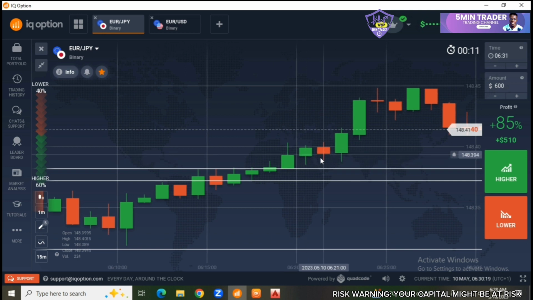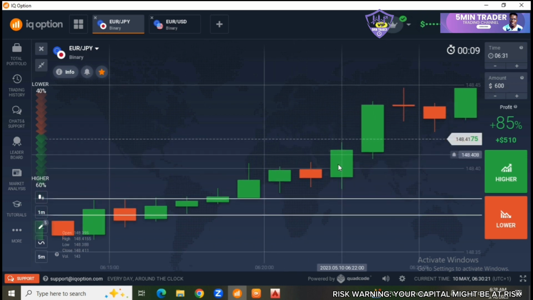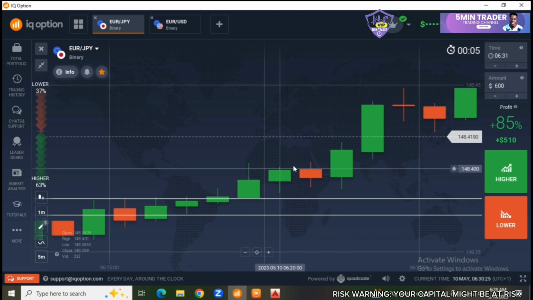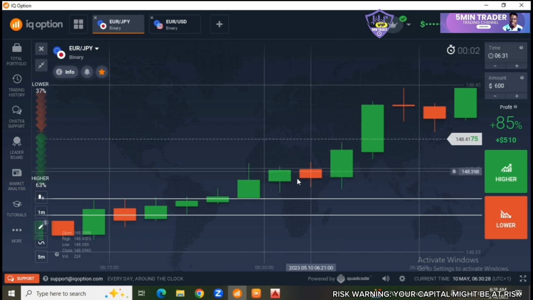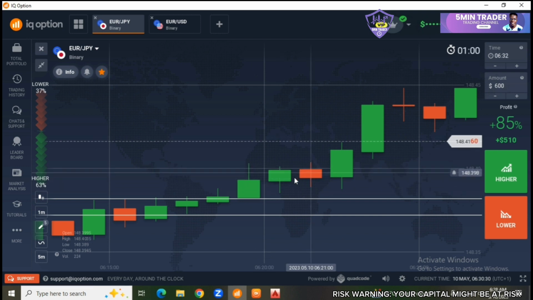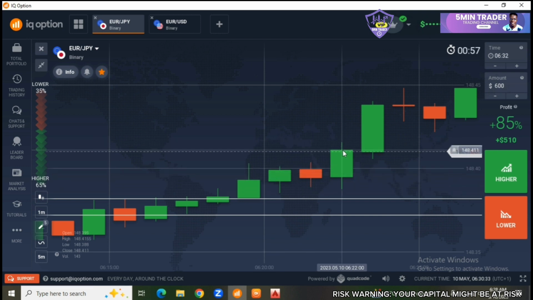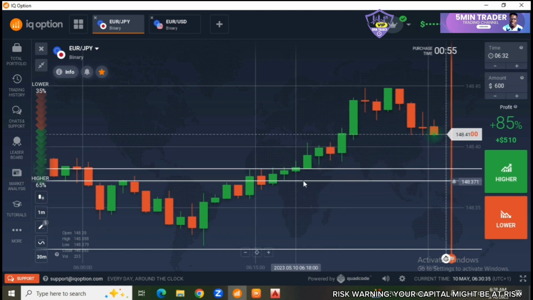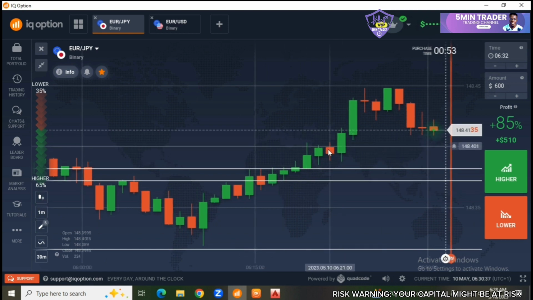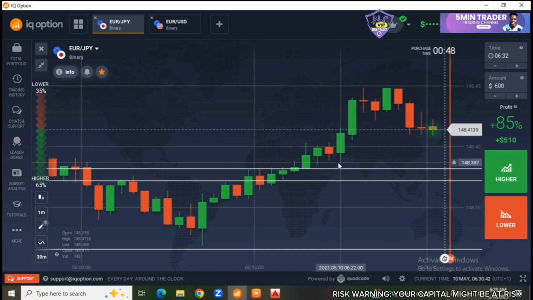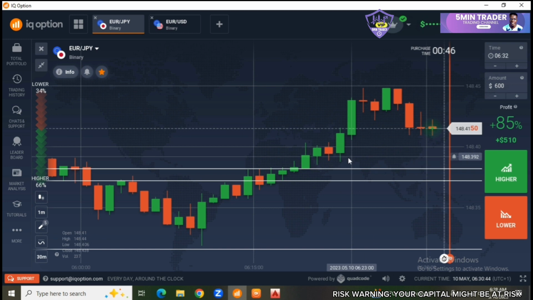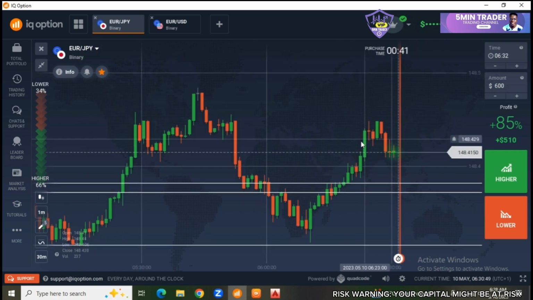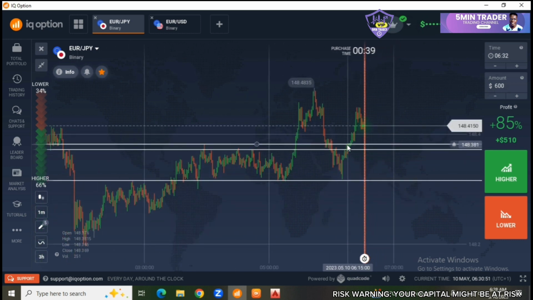So I waited for this strong candle that came and broke above all these two candles, which was a very strong fight between the buyers and the sellers, and I placed my trade on this candle. You can also see that when this level broke, the market reversed back, and it has now used this level as a new support to go up in favor of the buyers. So at the end of this candle, I took my trade, and we ended up winning this trade.